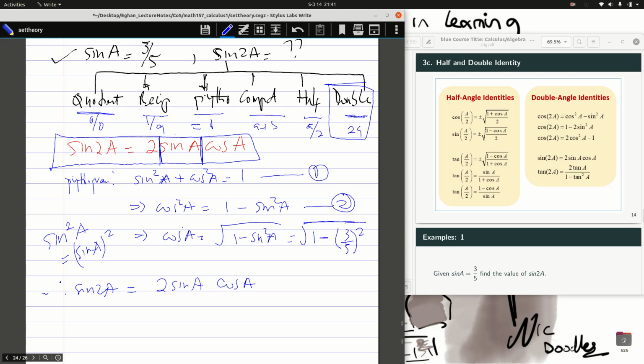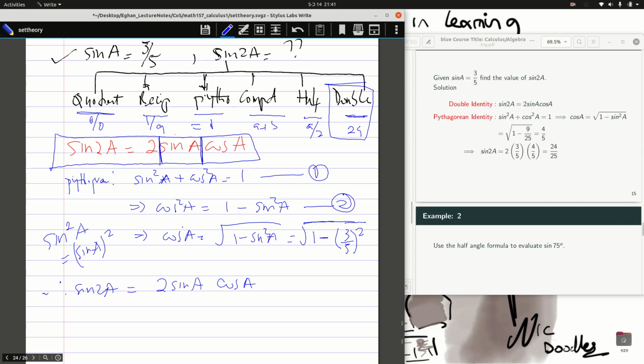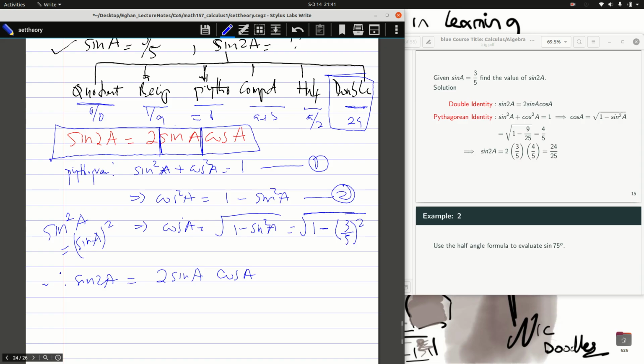I don't know what this answer is, but I think I have already solved it. I had 4 on 5. So by substitution, sine 2A becomes 2 times 3 on 5, and then the cos A we had, 4 on 5. That's the square root of 1 minus 9 on 25. You must use a calculator to get this, and whatever answer you get is your sine 2A. As simple as that.